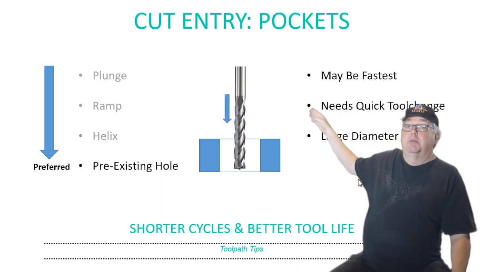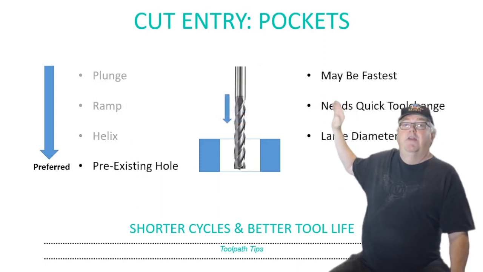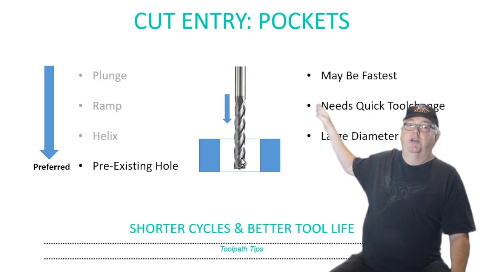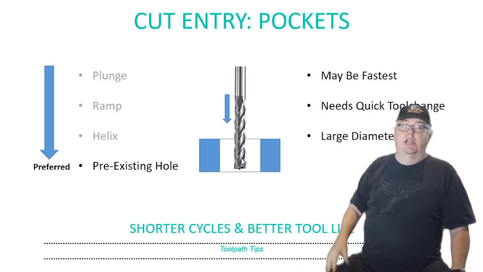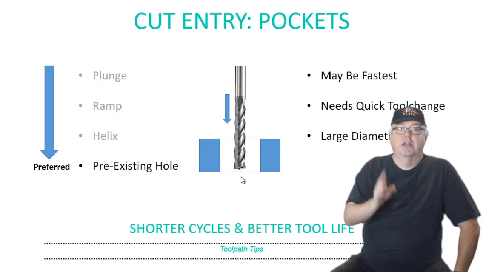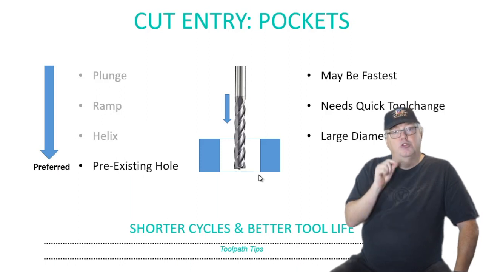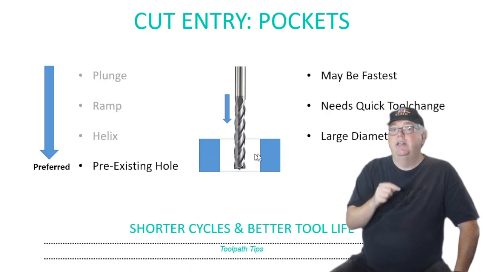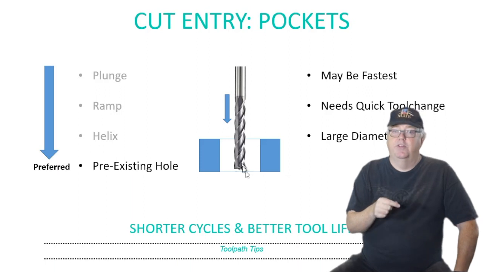Here's what's possibly the best form of entry to a pocket that you could ever use, and that is to have a pre-existing hole. If there's already a hole there, the end mill can just fly down and start cutting right away to make it larger for your pocket. The trick is you'll need a large diameter, potentially an indexable drill. Such tools have typically higher removal rates than end mills helixing.